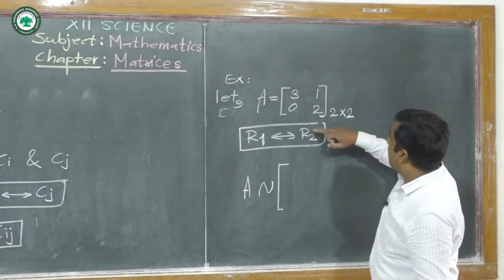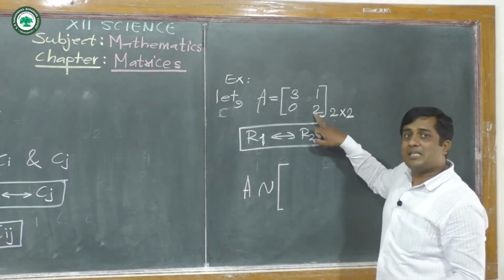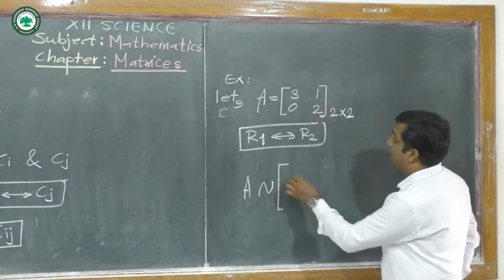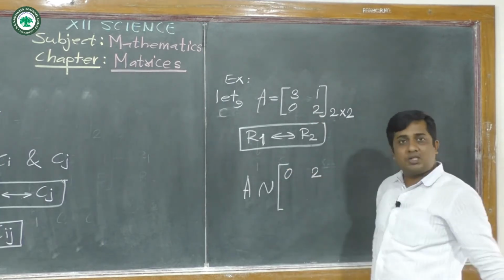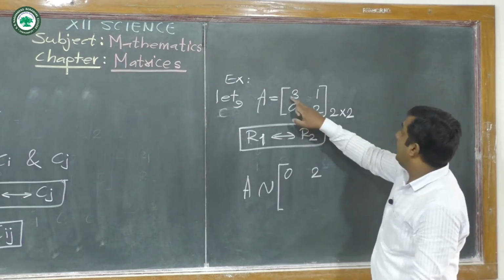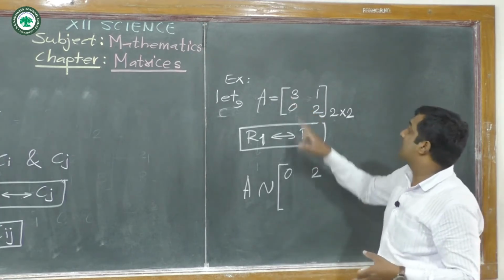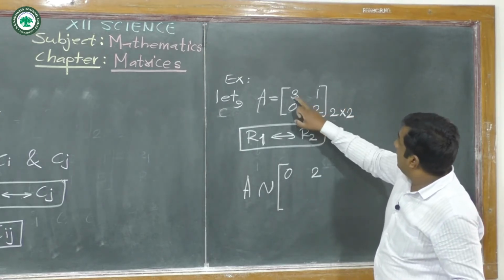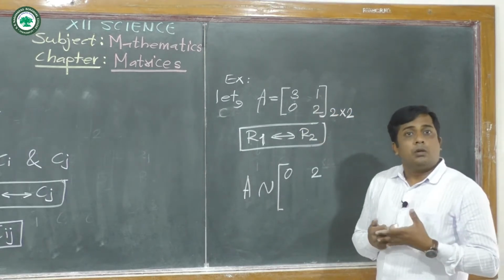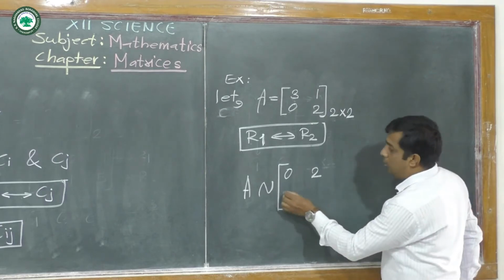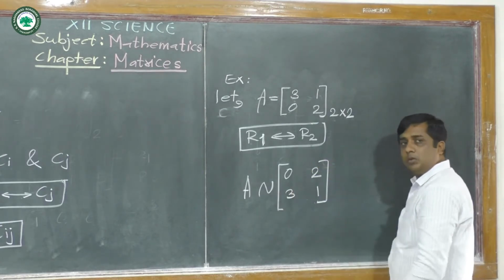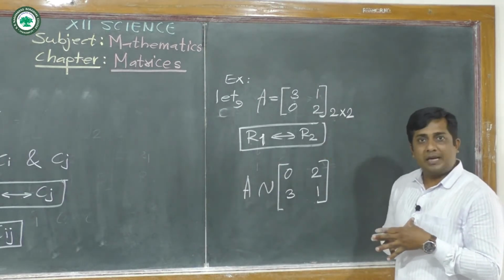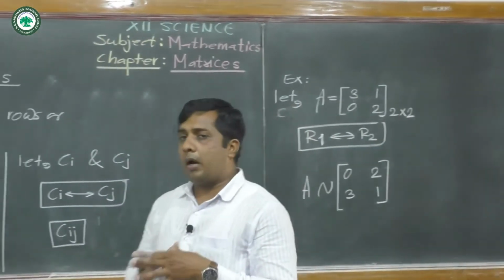Here we interchange our second row. This second row is having elements 0, 2. We consider these elements in first row. So 0, 2 in first row. Then here in row first we have elements 3, 1. We take these two elements in second row. So here 3, 1. So this is our new equivalent matrix. Let us see one example for column.